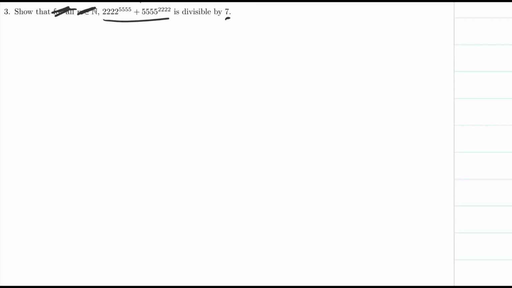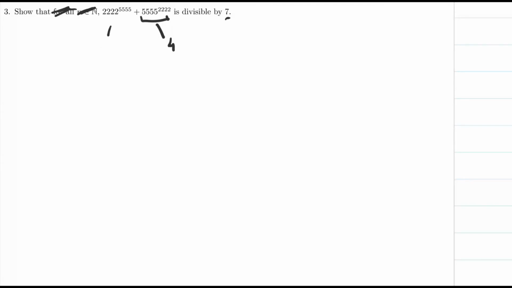Well, it's a sum of two powers. I've already seen how I can find a power modulo 7. And my trick here is to compute this power modulo 7 and this power modulo 7 and then add the results and see that it's divisible by 7. So for example, if I prove that this is congruent to 3 modulo 7 and this is congruent to 4 modulo 7, the sum would be congruent to 7 modulo 7, which is then congruent to 0 modulo 7. So the sum is divisible by 7.